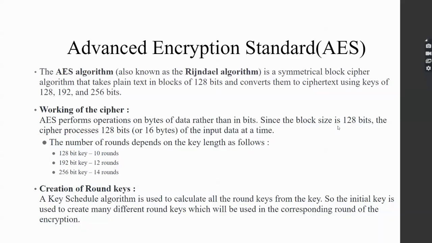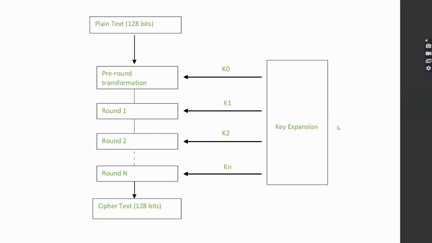Then a creation of round keys is done. A key schedule algorithm is used to calculate all the round keys from the key. So the initial key is used to create many different round keys, which will be used in the corresponding round of the encryption. The next slide. This is a block diagram of how the AES algorithm works.